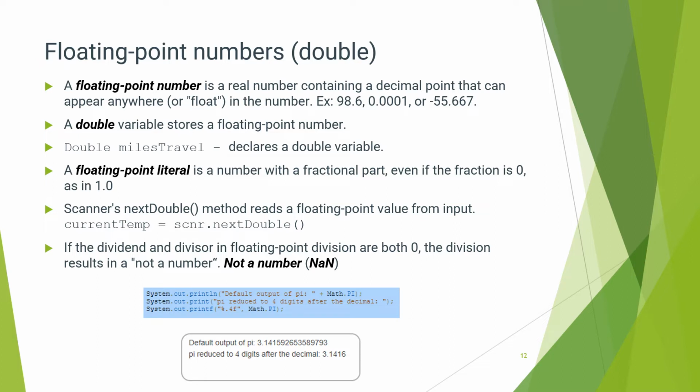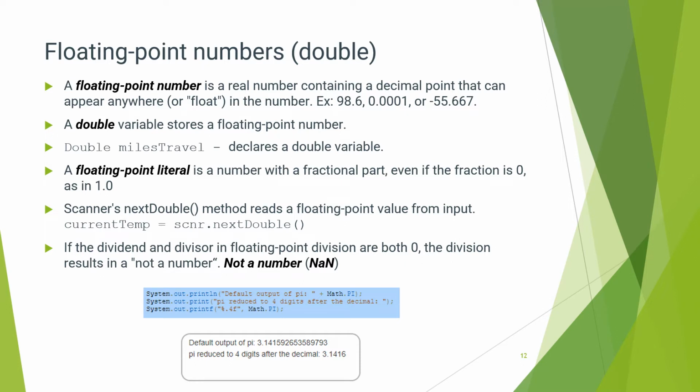So double will have more places after the decimal point. And you can see this is how we declare a double variable, double miles traveled. So a floating point literal is a number with a fractional part, even if the fraction is 0, as in 1.0. So 1.0 is a floating point literal. Scanner's nextDouble method reads a floating point value from the input. So for example, current temperature is equal to scanner dot nextDouble.